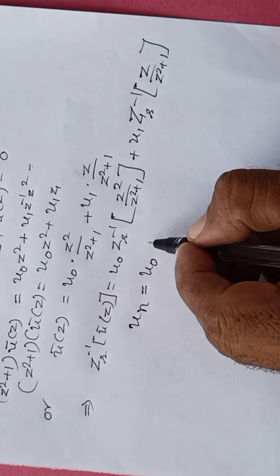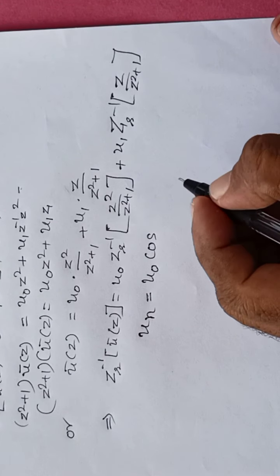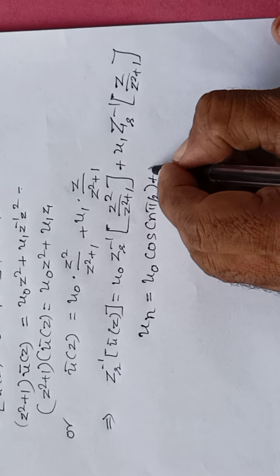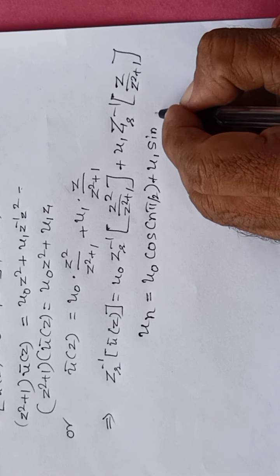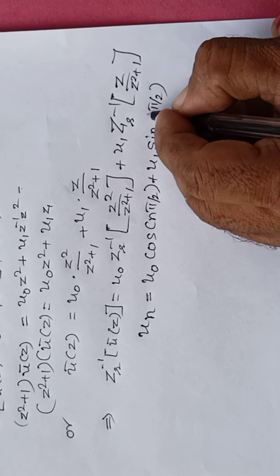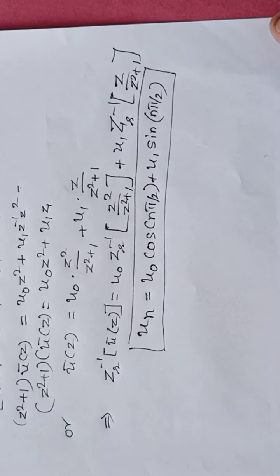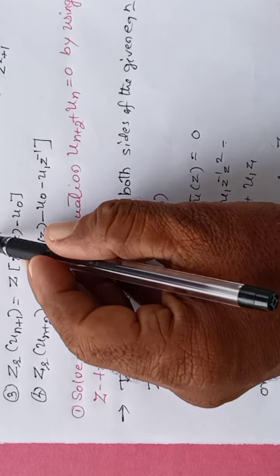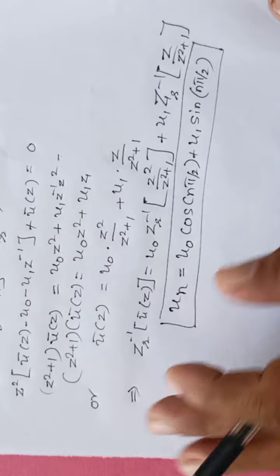So we can write here u naught cos n pi by 2, plus again u1, and in this place sin n pi by 2. So this is, you can say, the final answer for this problem. Z upon z square plus 1 inverse is sin n pi by 2.